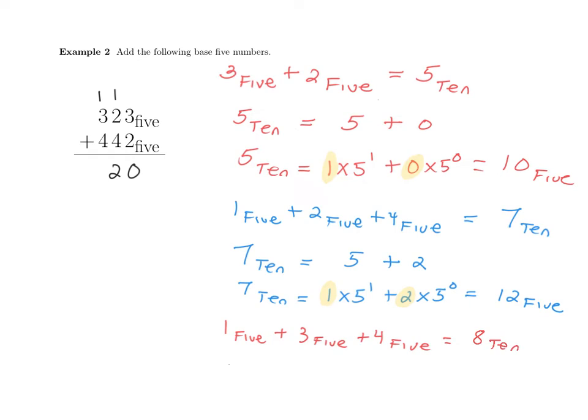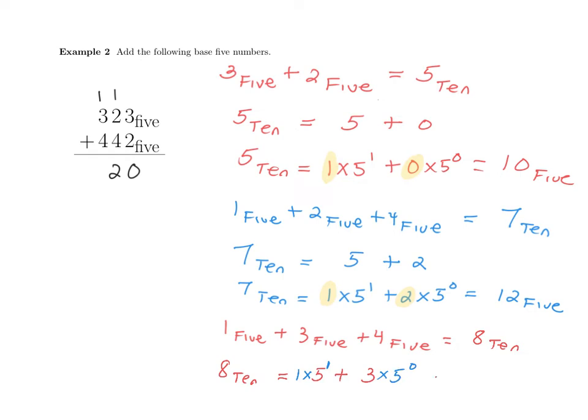I want to take this base 10 number and convert it back into base 5. So how do I split 8 apart? Well, that is 5 plus 3 this time. And here, I'll put the digit 1 in the 5's place. And after the 3, I'll put 5 to the 0 for the 1's place.